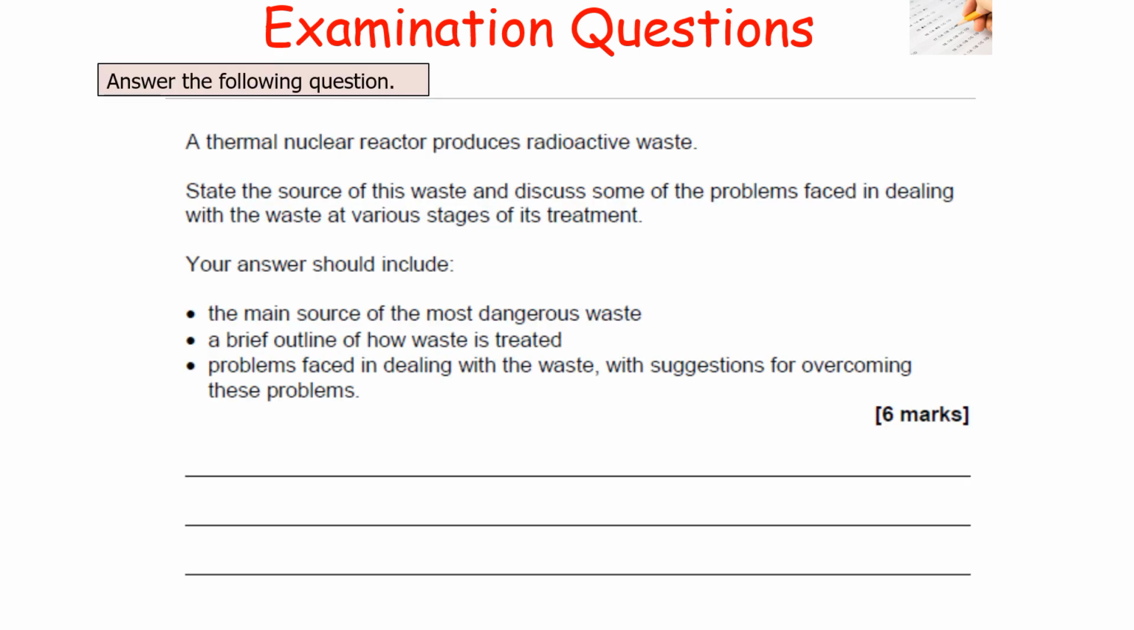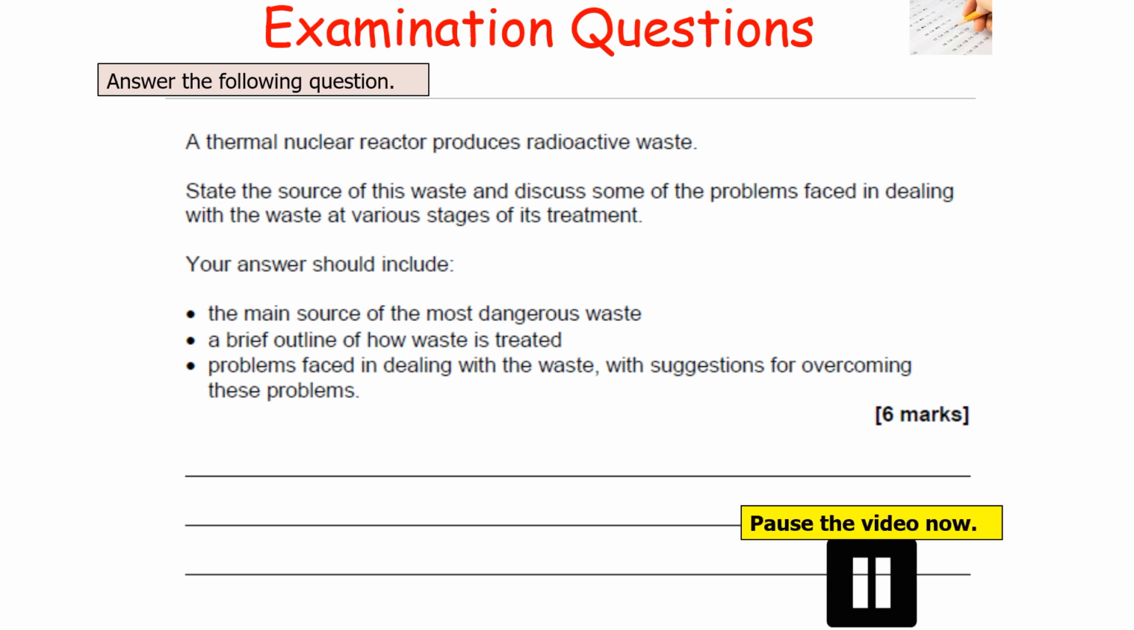The next question says, a thermal nuclear reactor produces radioactive waste. State the source of this waste and discuss some of the problems faced in dealing with the waste at various stages of treatment. So your answer should include the main source of the most dangerous waste, a brief outline of how waste is treated, and then problems faced in dealing with the waste, and suggestions for overcoming these problems. So pause the video now, then unpause the video when you want to go through your answer.